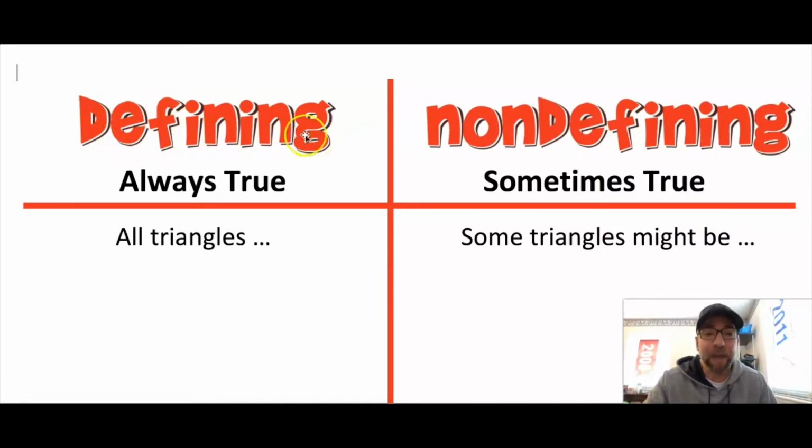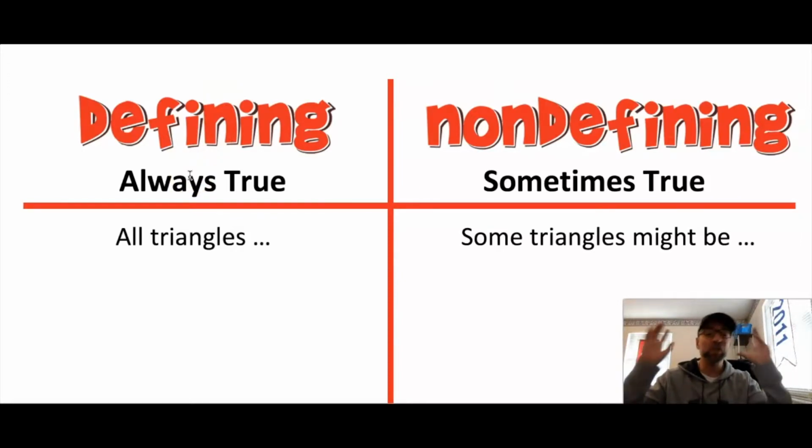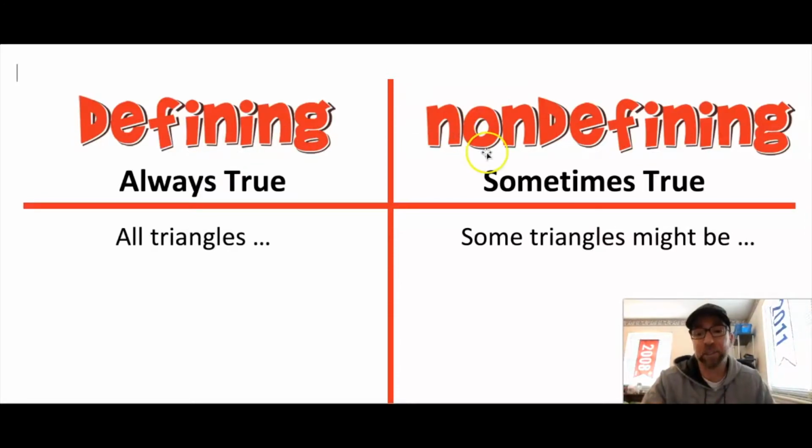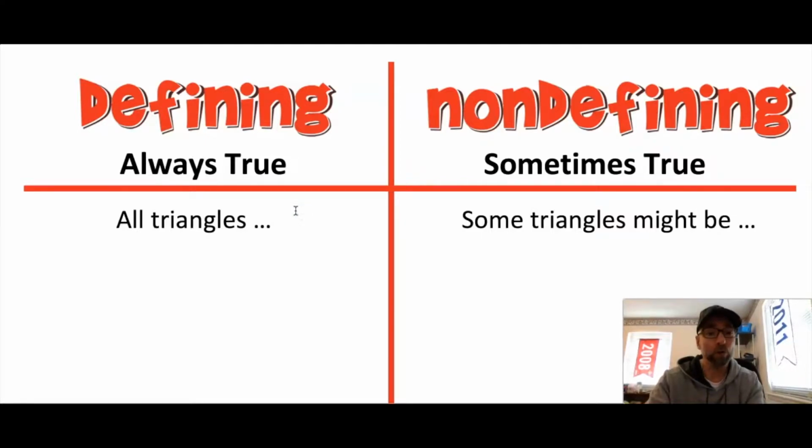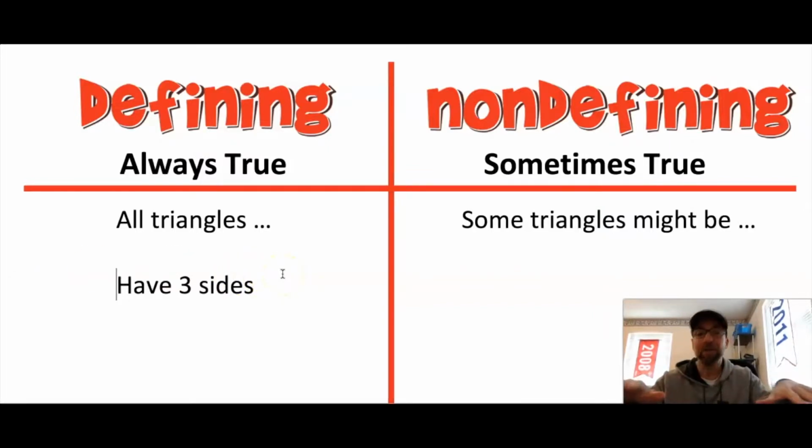Let's say those words. Defining, non-defining. Now, a defining attribute is always true. Every single shape will share this. A non-defining attribute is sometimes true. It could happen, and it might not happen. So, if we took a look at defining attributes, attributes that are always true, with our 3 shapes, we already said every shape had 3 sides. So a defining attribute: all triangles have 3 sides. That's true for all triangles. Every triangle has 3 sides. That's a defining attribute. It's always true.